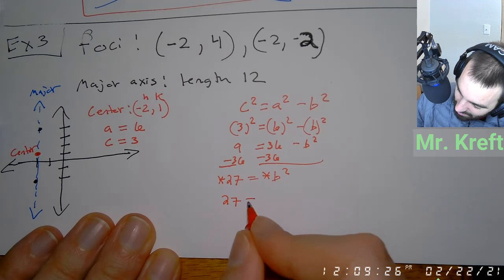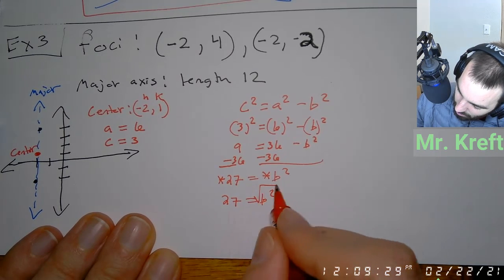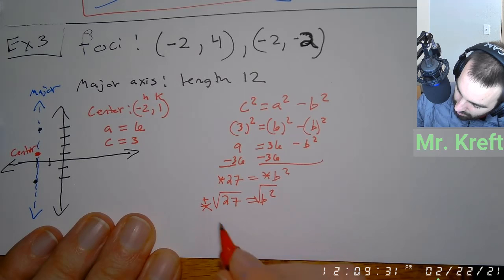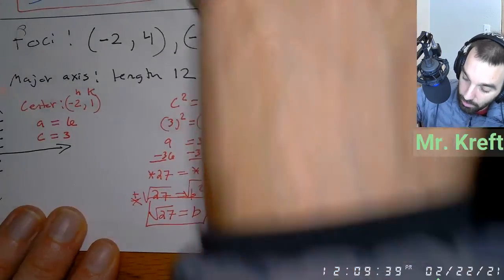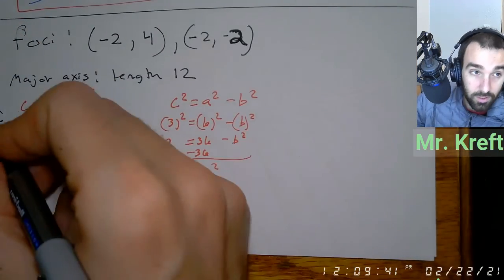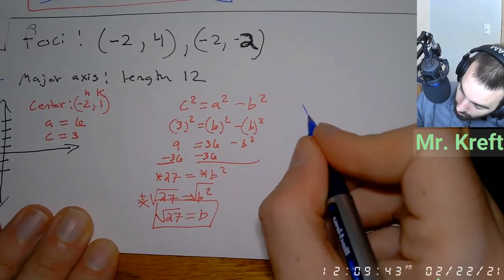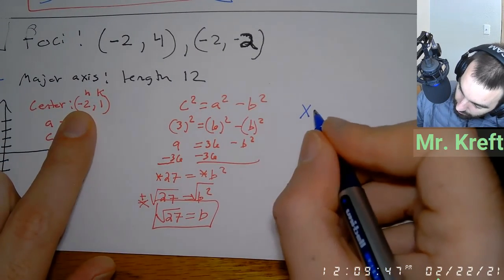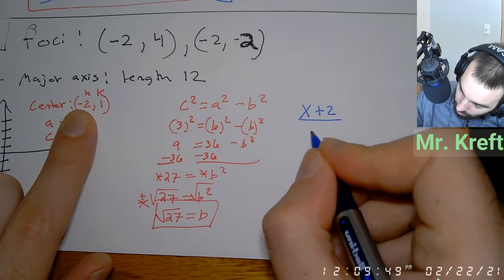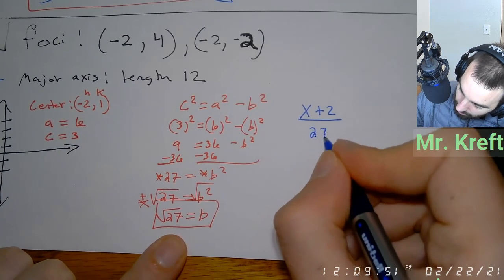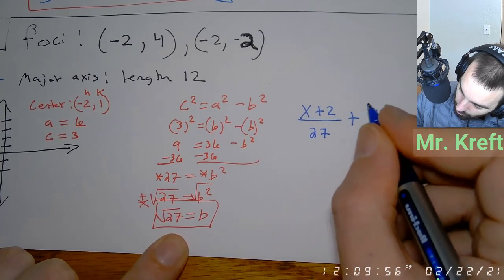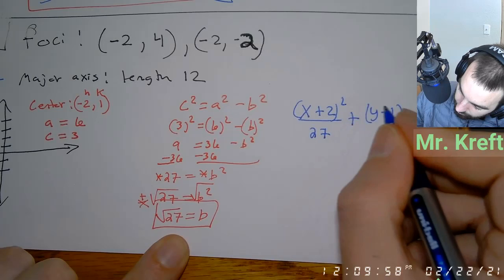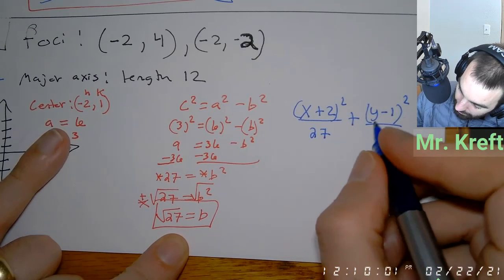I'm tired. 27 equals B squared. I'm going to square root both sides, so plus or minus, but we don't care about the minus, so we're just going to get square root of 27 equals B. And then we can write our equation. So this time, since my major is with my Y, when I go to write X minus my H, the B is going to be here, so this is going to be 27, and then my Y minus 1, oops, quantity squared, that's going to be with my A.